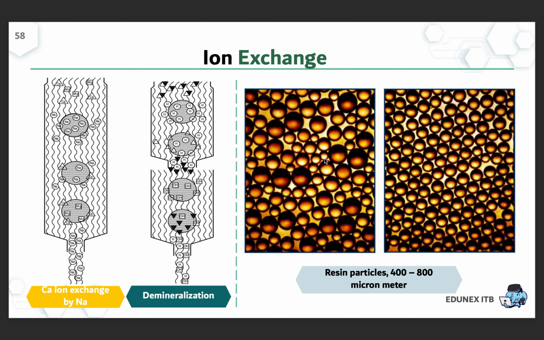This is the resin particle, how it looks like. It looks like a small ball with a very small diameter, 400 to 600 micrometers. So the resin has a diameter of less than 1 millimeter. Very small.